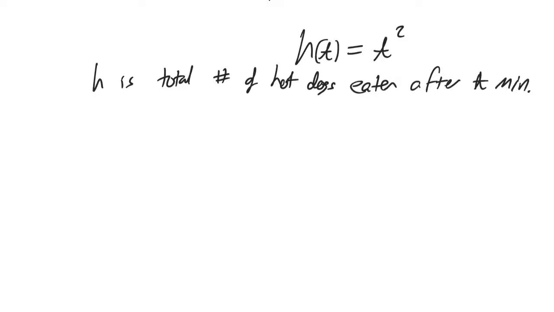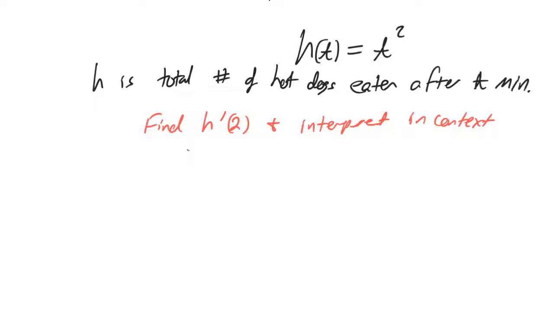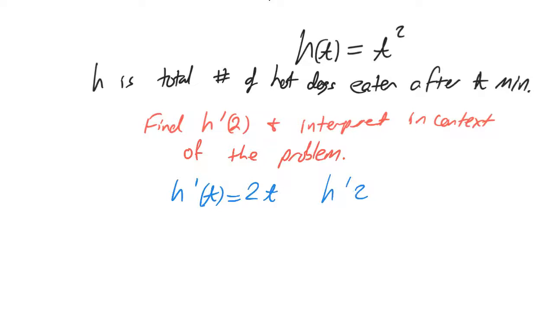that's what h is. So if I ask you to find h prime of 2 and interpret that in the context of the problem, then what am I asking you to do? Well, the h prime of 2 is not too hard, right? We can pretty quickly see that h prime of t is 2t, and so h prime of 2 would be 4. But what does that mean in the context of the problem?